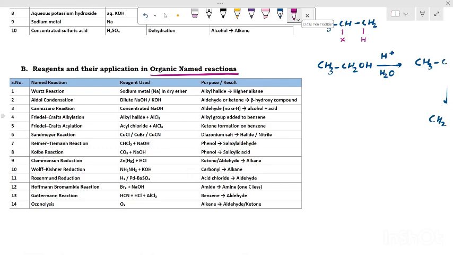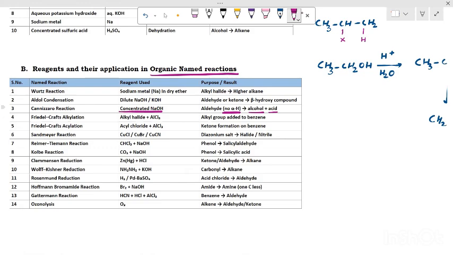Next is Cannizzaro reaction. So we have concentrated sodium hydroxide. So in this case, for the Cannizzaro reaction to happen, aldehydes with no alpha hydrogen, this is important, aldehydes with no alpha hydrogen transform into alcohols and acid salts with concentrated NaOH.